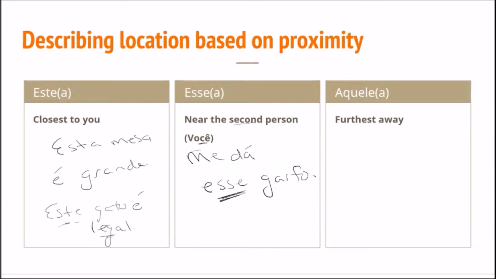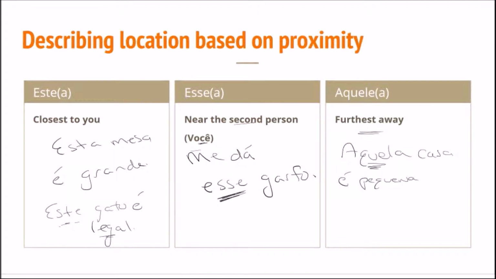So, aquela casa pequena. Aquela casa é pequena. That house is small. That, far away, the furthest away. It's not near you. It's not near the second person. It's far away. Okay?